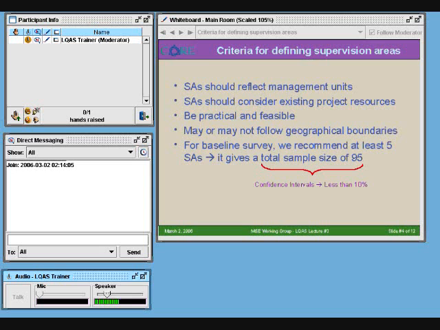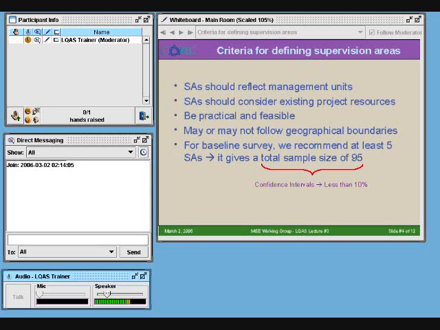And finally, for baseline and final surveys, we recommend at least 5 supervision areas. If we use the optimal sample size of 19, having 5 supervision areas will provide a total sample size of 95, which in turn will provide meaningful results reflected in confidence intervals that are less than 10%.